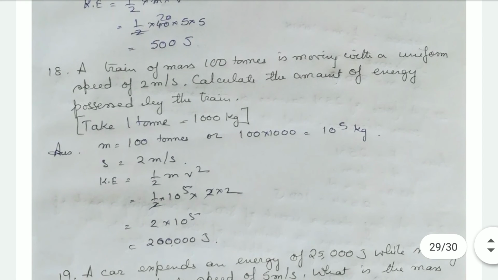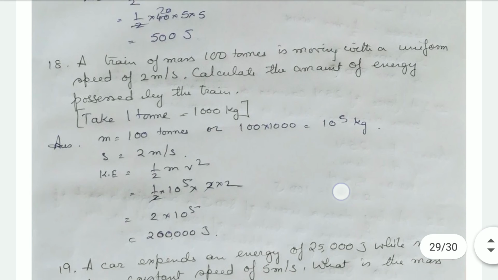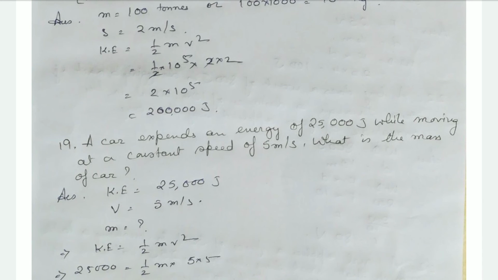Then a train of mass 100 tons moves at a uniform speed of 2 meters per second. Calculate the amount of energy possessed by the train. 1 ton is equal to 1000 kg. So m is equal to 100 tons, or you can say 10 to the power 5 kg, as 1 ton is equal to 1000 kg. So 100 tons equals 10 to the power 5 kg. Speed is given as 2 meters per second. So putting all the values in the formula, we get 200,000 joules.